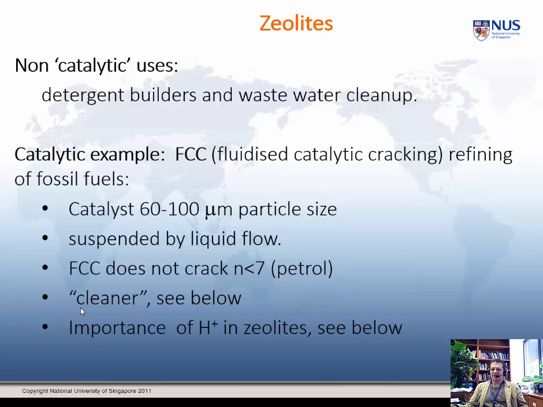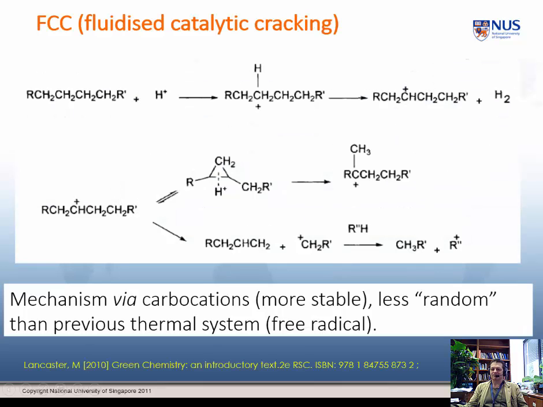The advantages of this fluidized catalytic cracking: remember we talked in the last lecture about thermal cracking, that free radical type mechanism. Well, this isn't. It's a carbocation mechanism, so it's cleaner. And I'll show you in a second how important the H+ is in zeolites to this mechanism.